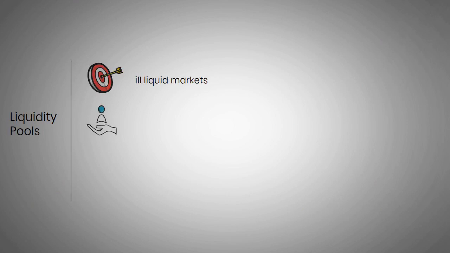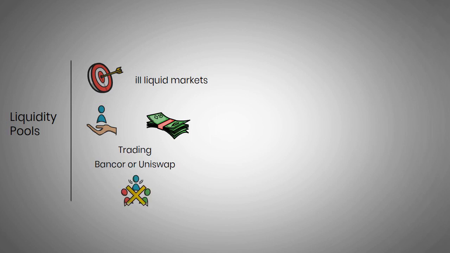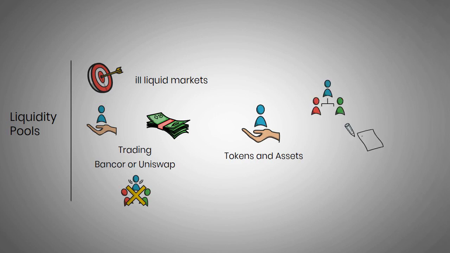Liquidity pools aim to solve the problem of illiquid markets by incentivizing users themselves to provide crypto liquidity for a share of trading fees. Trading with liquidity pool protocols like Bancor or Uniswap requires no buyer and seller matching. This means users can simply exchange their tokens and assets using liquidity provided by users and transacted through smart contracts.